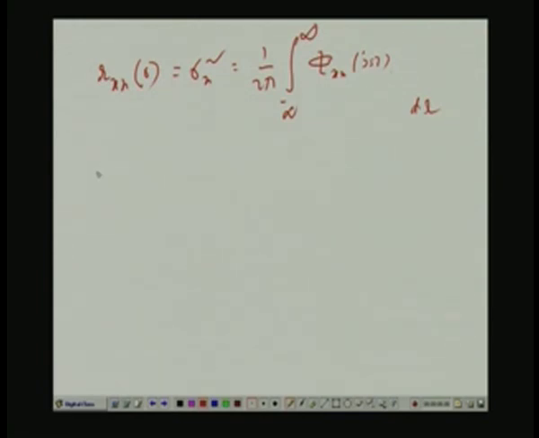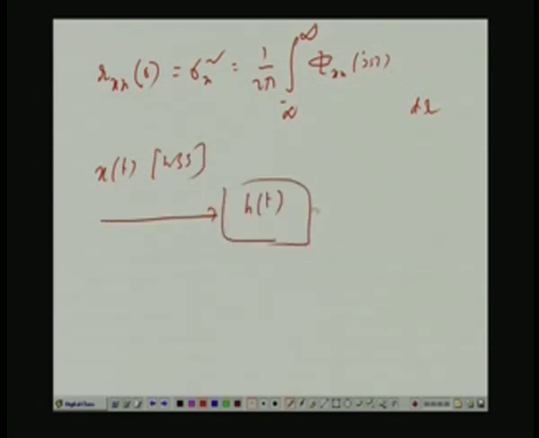Now, suppose x t is WSS, and it goes into a linear time invariant system of impulse response h t. The output is a random process y t. First, is y t WSS? The answer will be yes. What is y t? It is a convolution between h and x.